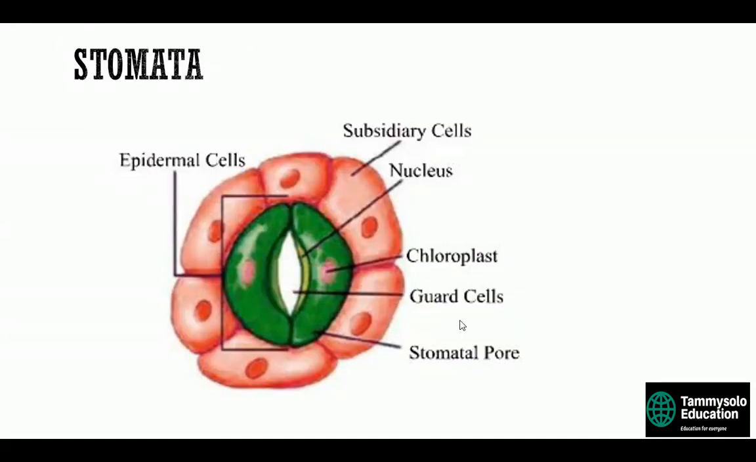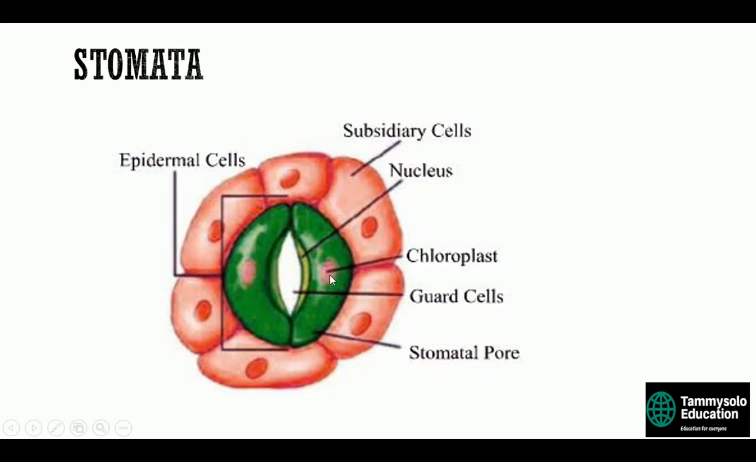This is a diagram of the stomata. We have the epidermal cells, we have the accessory cells, the subsidiary cells or accessory cells, we have the guard cells. These are the accessory cells, these are the guard cells. We have the chromoplast, where the chlorophyll is situated, which gives it that green coloration. We have the stomatal pores.